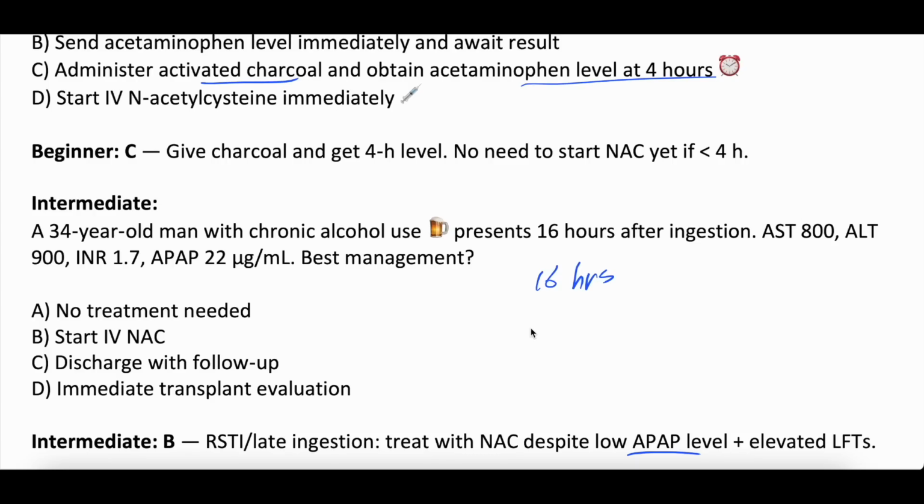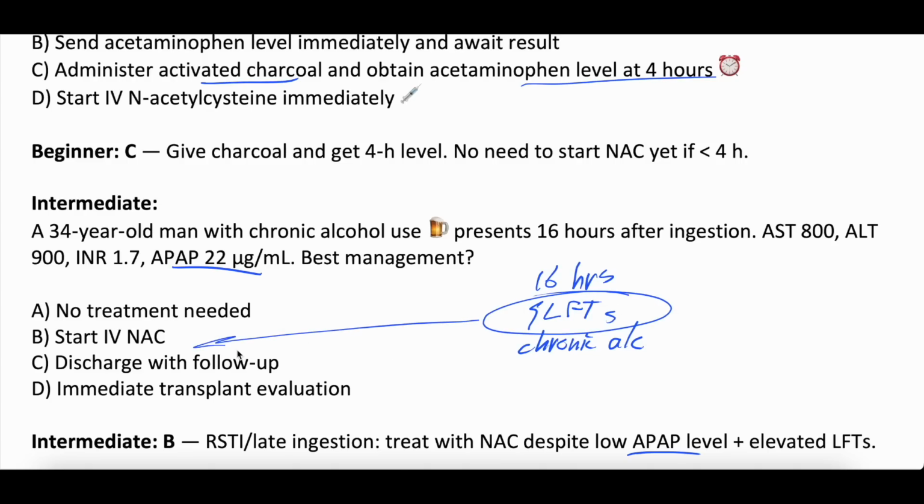They have elevated liver function tests, right? They have an elevated AST and ALT. They have chronic alcohol use, so they're higher risk. And they still have acetaminophen in their system at 16 hours. So because of the elevated LFTs in particular, you're going to start N-acetylcysteine immediately. You definitely want to treat. You definitely don't want to discharge.